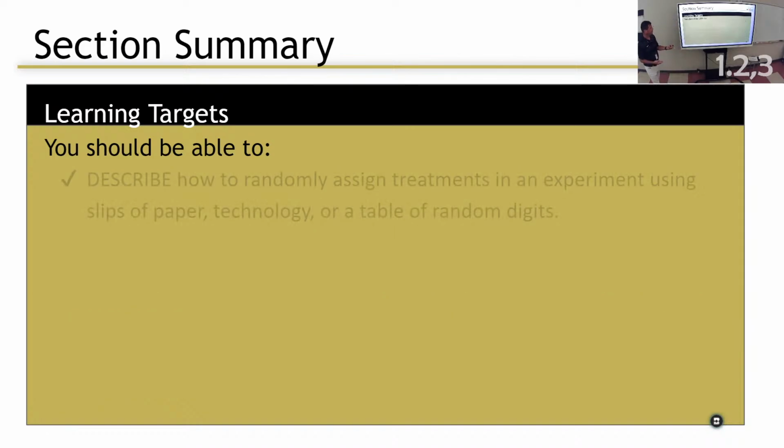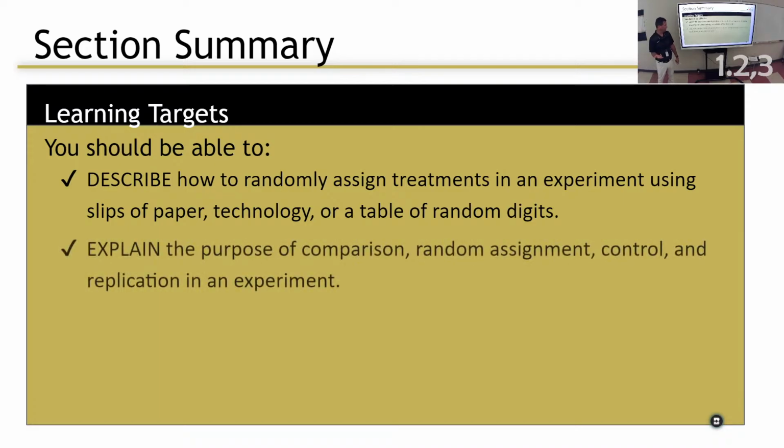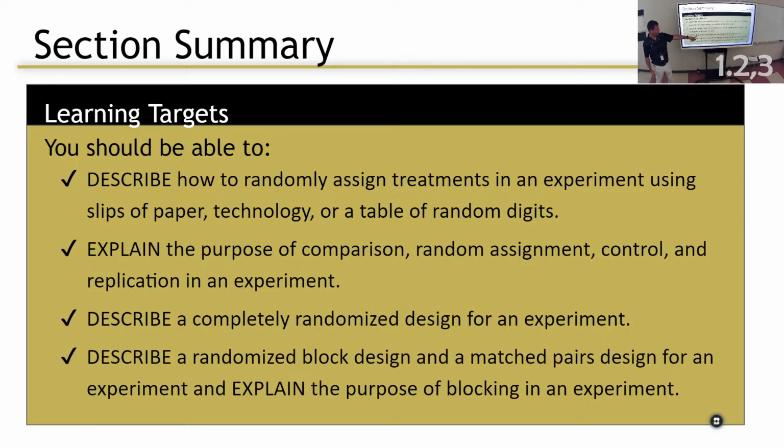But I hope you can describe how to do random assignment of treatments, by using slips of paper, using technology, or using the table of digits, and explain the purpose of comparison, random assignment, control, and replication. Comparison, well, that's pretty easy to explain. We're trying to compare which one's better, which one's worse, or which one does good, which one doesn't. Random assignment helps try to remove all those confounding variables. Control also helps. And then replication, we got to have it more than once. Describe a completely randomized design and a randomized block design, as well as matched pairs. Those kind of go together.